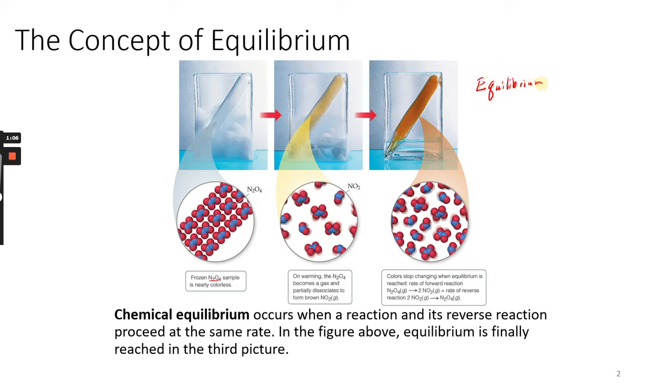And what is equilibrium? Chemical equilibrium occurs when a reaction and its reverse reaction proceed at the same rate. So it goes forward and backwards at the same rate. In the figure above, equilibrium is finally reached in this picture here.